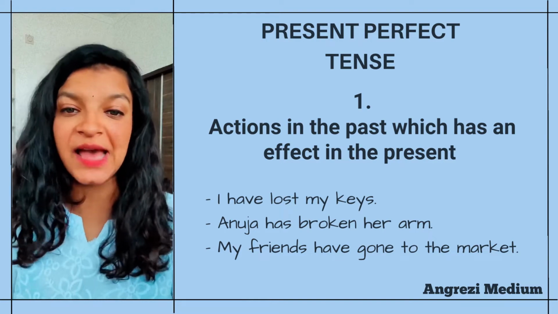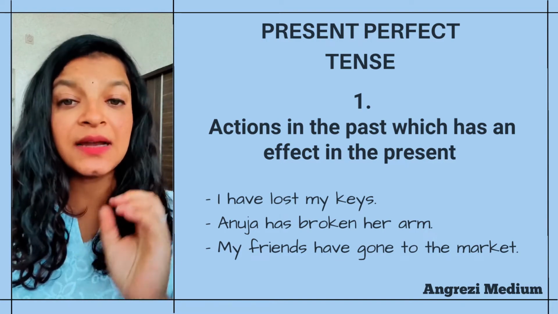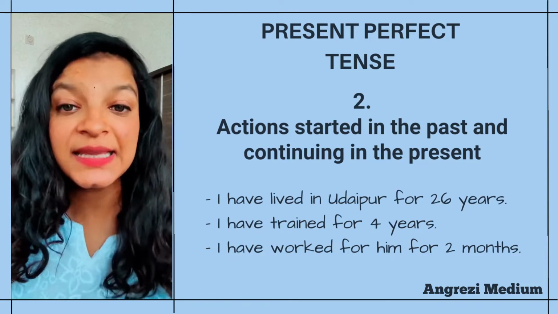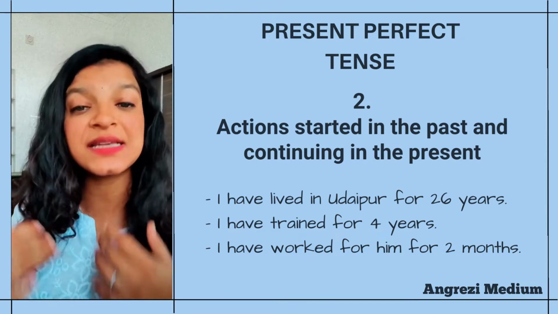Let's look at one more example. Anuja has broken her arm. So this will mean that her arm is still injured. She hasn't recovered yet.